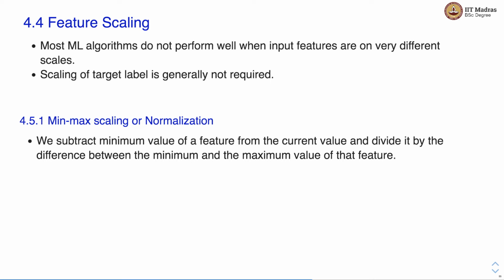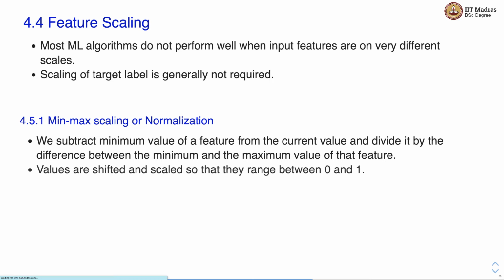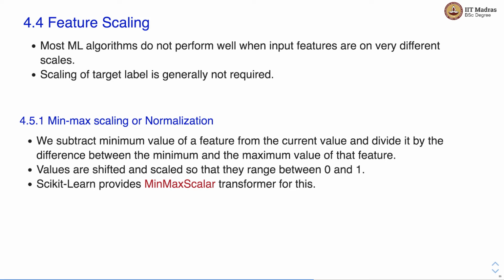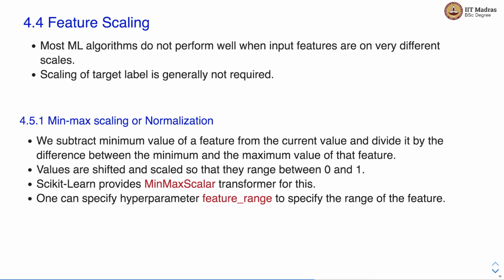The first one is min-max scaling or normalization. In min-max scaling, we subtract the minimum value of the feature from the current value and then divide it by the difference between the minimum and maximum value of that feature. The values are shifted and scaled so that they range between 0 and 1. Scikit-learn provides the MinMaxScaler transformer for this. One can specify the hyperparameter feature_range to specify the range of the feature.